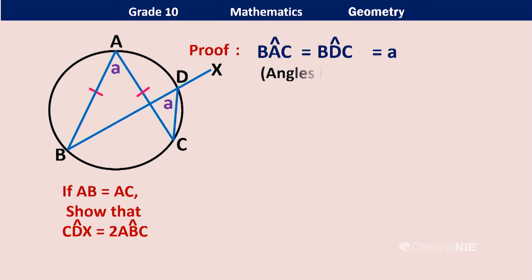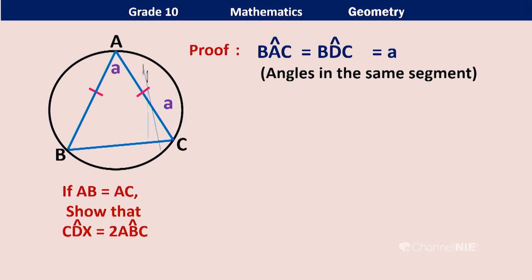So, we have to write the reason. Angles in the same segment. Angles in the same segment are the same. Now, once again have a look at the figure. This time I am going to consider triangle ABC. Now, it is an isosceles triangle, isn't that so? AB is equal to AC, two sides are equal in length, therefore, it is an isosceles triangle.